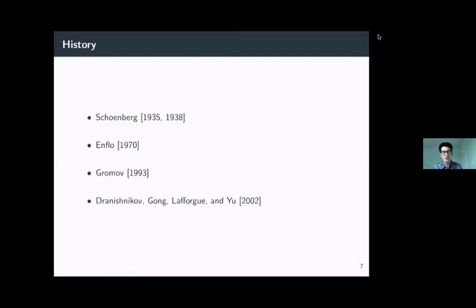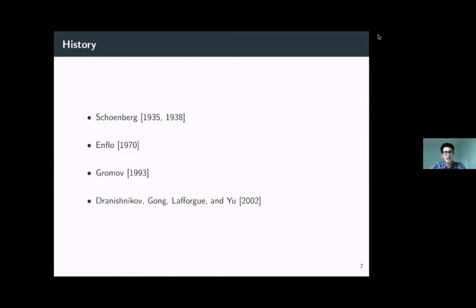I wanted to briefly talk about the history behind some of the ideas we're going to talk about today, because it's a very nice story. In the 1930s, Schoenberg gave a characterization of semimetric spaces that admit an isometric embedding into a Hilbert space. For a semimetric space, you just require that the distance from a point to itself be zero and that it be symmetric. You don't require the triangle inequality.